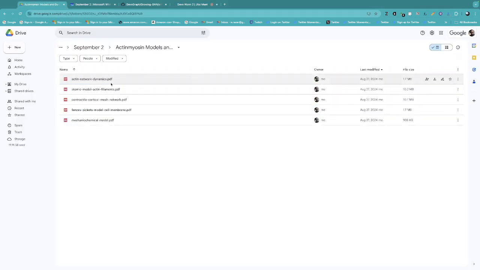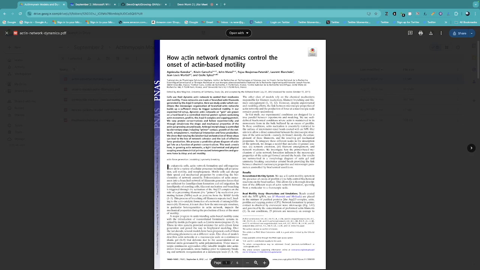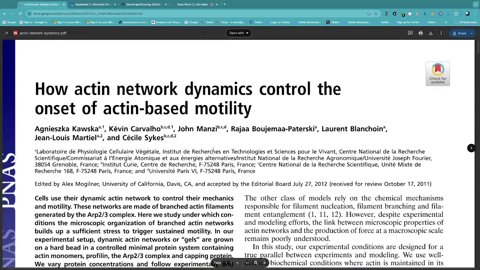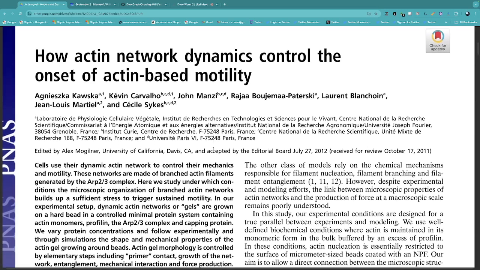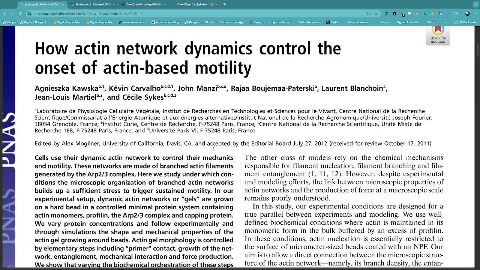So these are different types of actin-myosin models in the literature, ways that people have approached modeling this problem. The first one here is how actin network dynamics control the onset of actin-based motility. I think one of the things that came up in the meeting was that we could use network theory or network science to do one of these types of simulations or models of the actin-myosin network. Usually the actin-myosin network is this physical network. People usually use some sort of multiphysics approach or some sort of biophysics modeling approach. But we can also focus on the network dynamics or the network science aspects of it.